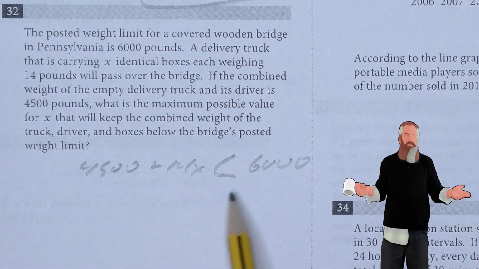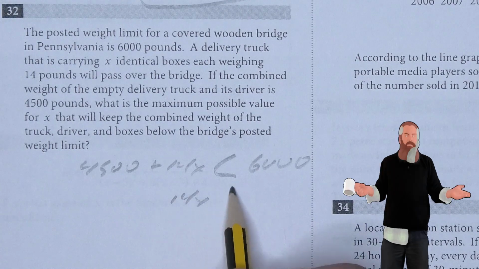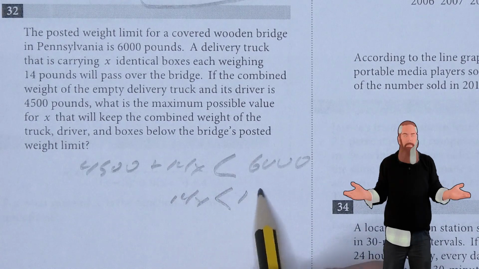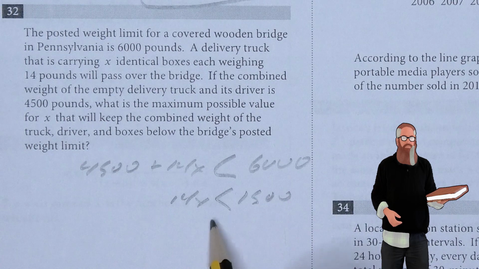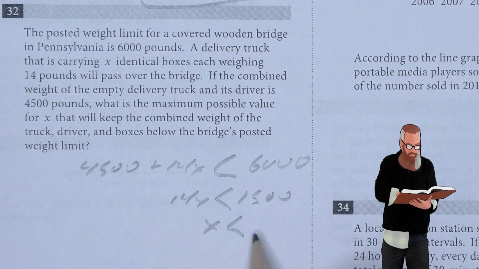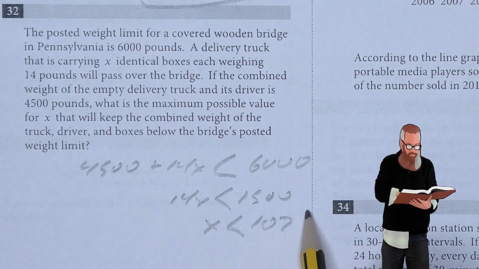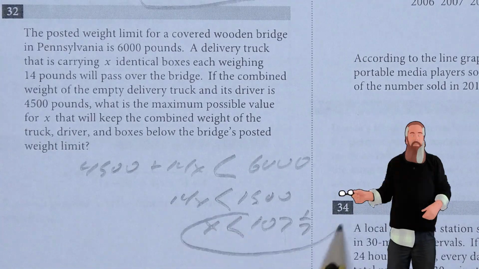So we move 4,500 to the other side to get 14x is less than 1,500. Dividing by 14, x must be less than 107 and 1/7.